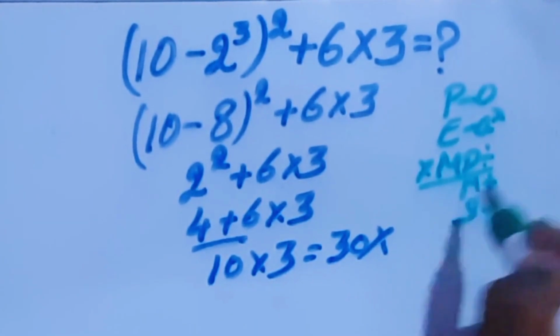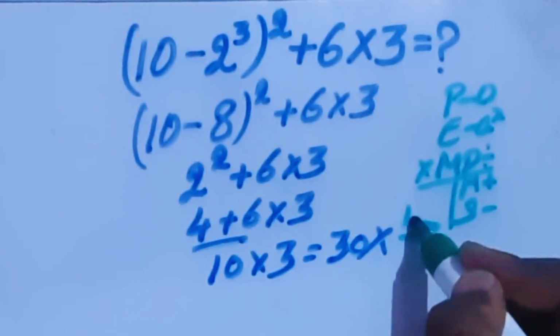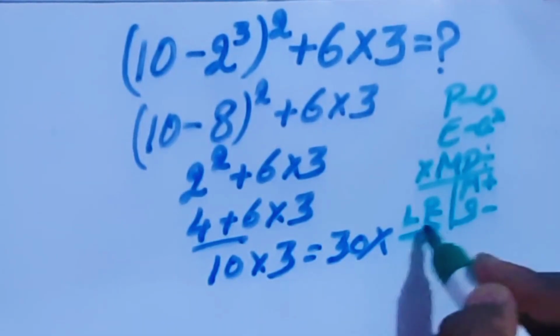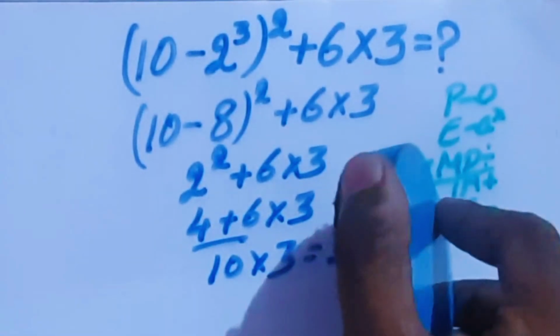Here multiplication and division both are equal priority. Also addition and subtraction both are equal priority. For equal priority, we are going to introduce this left to right rule in the problem. Now we are going to solve this problem in the correct order by using this order of operations, PEMDAS.